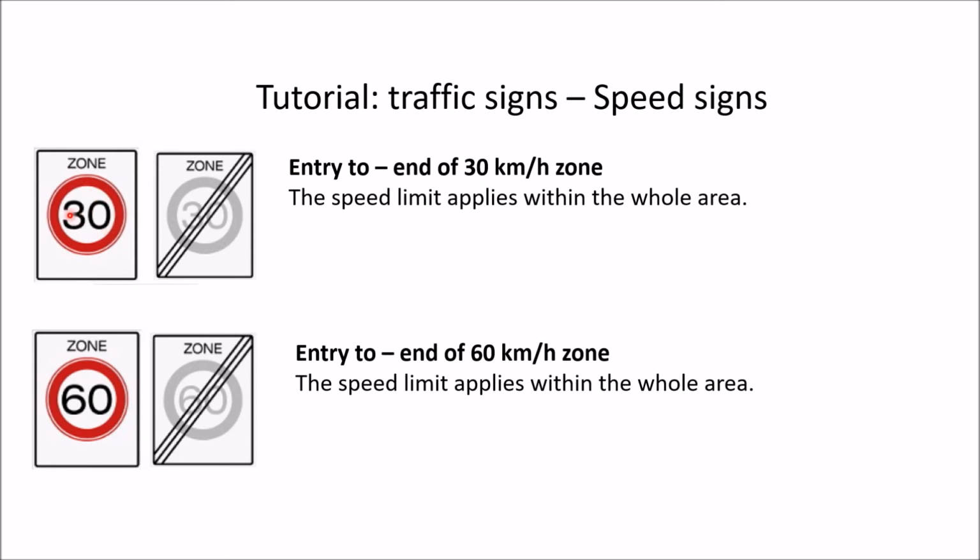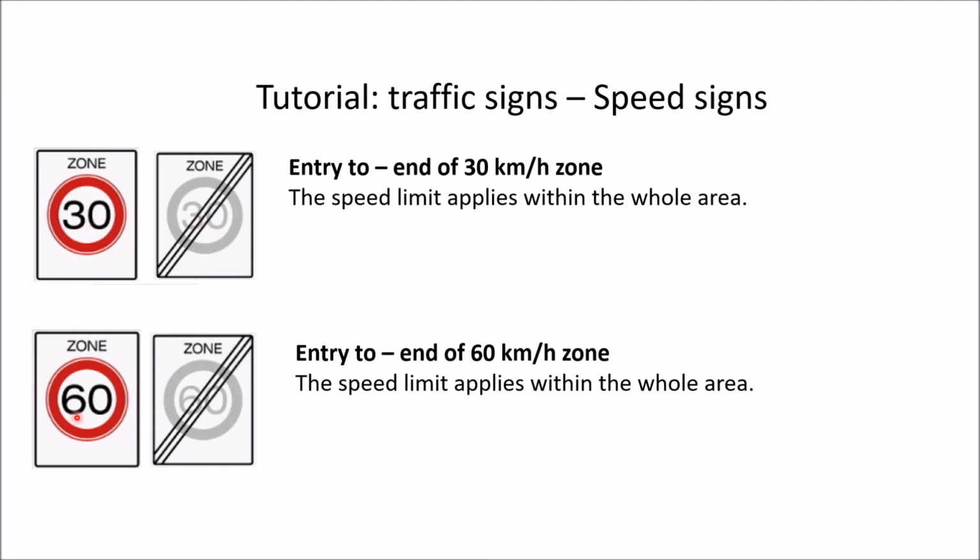So when you see this sign or when you enter a zone, you continue driving 30 kilometers per hour unless you see this sign which says that the zone has ended, and then you can come back to the default speed or to some other speed which is mentioned. But when you are in that zone, as long as you have not seen this sign, you continue driving with the speed limit of 30.